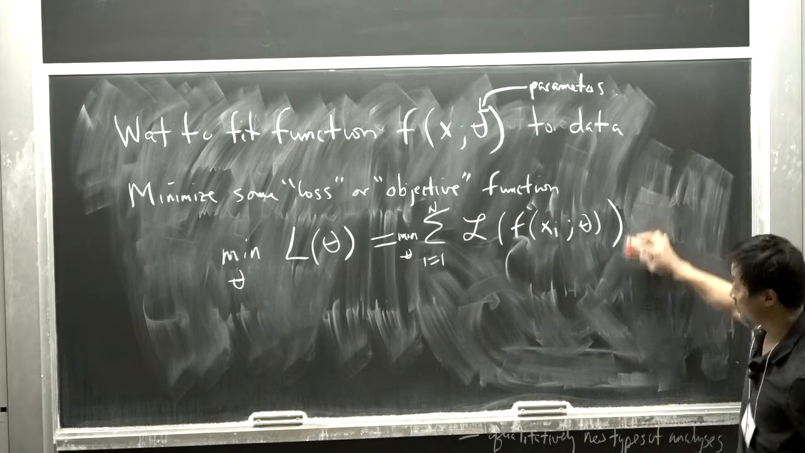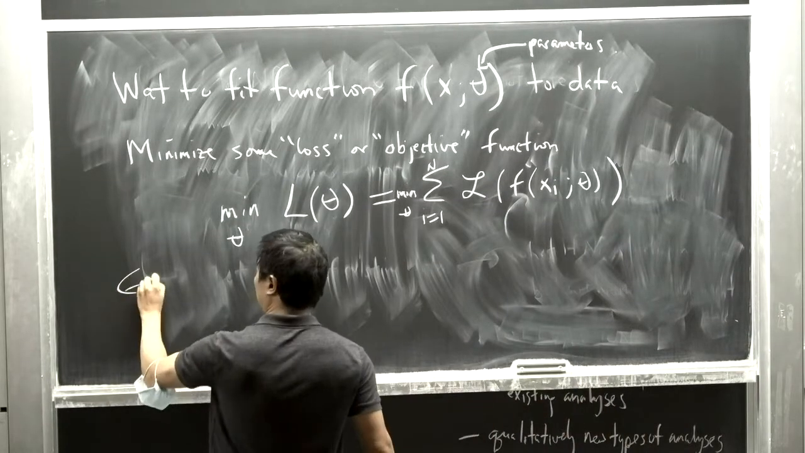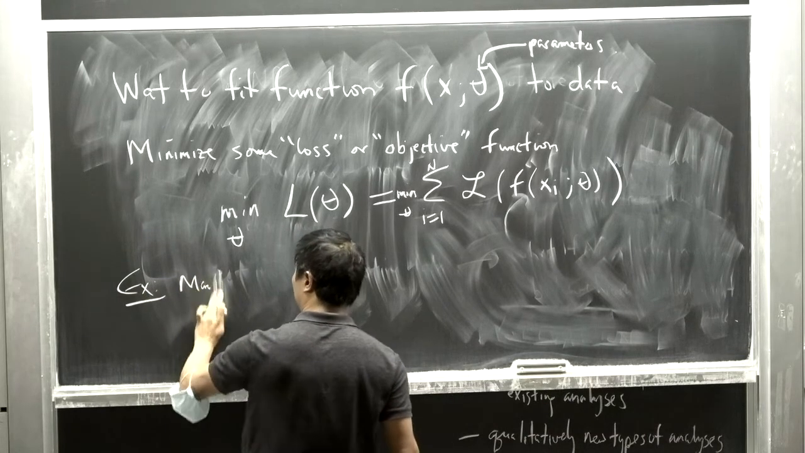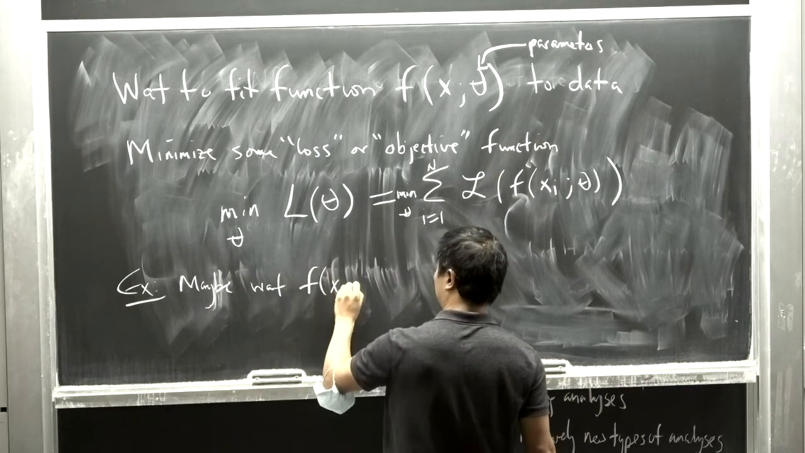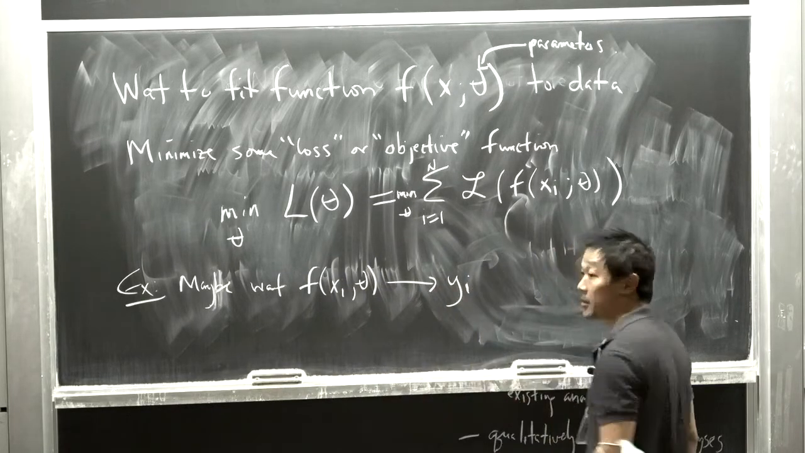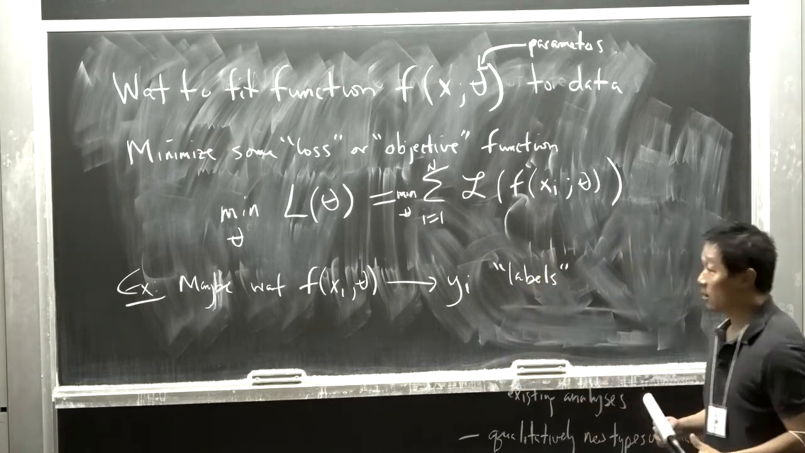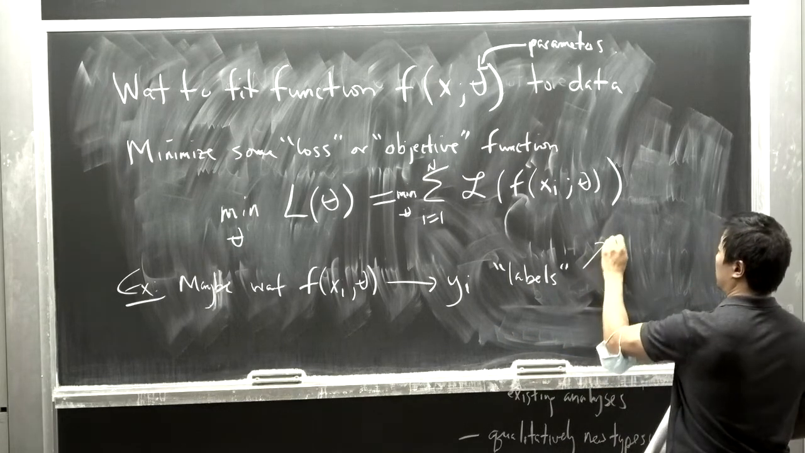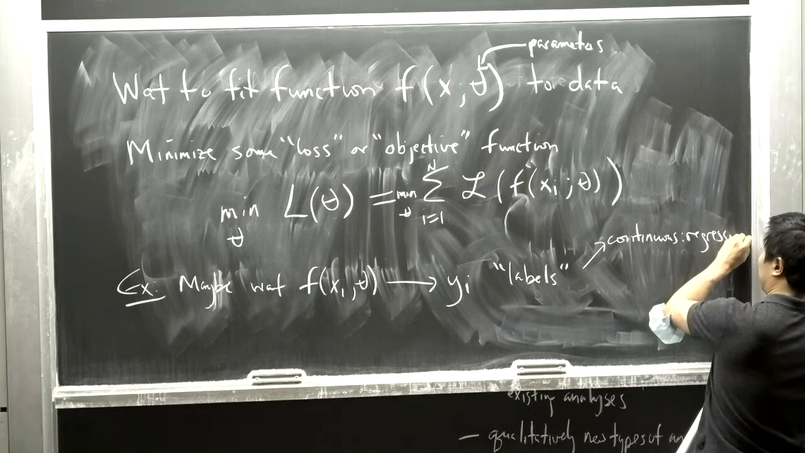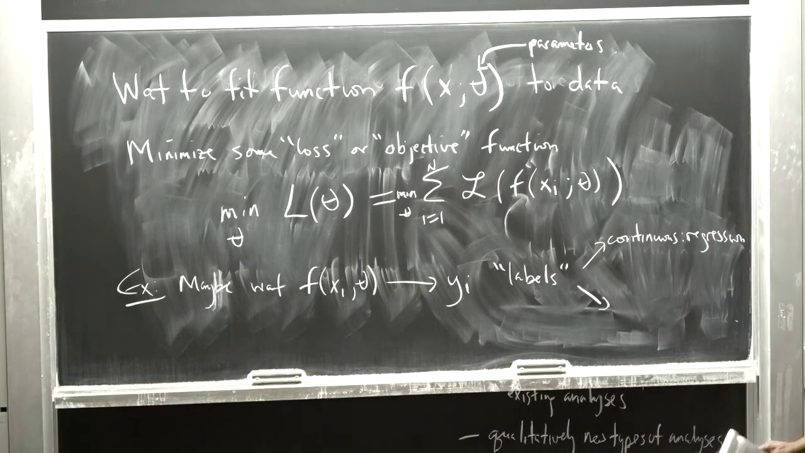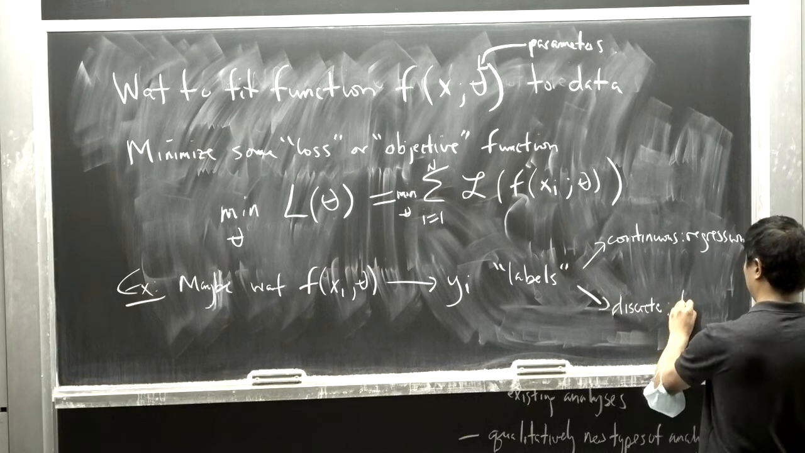Okay, good. So let me give an example. Maybe your goal is to learn some pre-specified labels, y_i. If y_i is continuous, this is called regression, probably the thing you're most familiar with in terms of curve fitting. And if y_i is discrete, like 0 or 1, this is called classification.